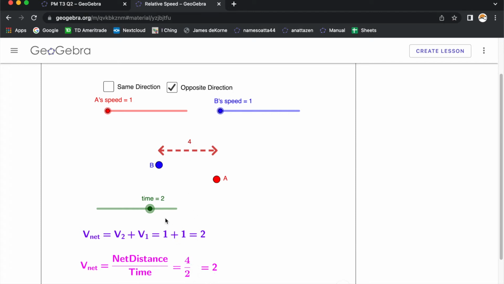4 divided by 2 is still 2. Finally, at time 3, the distance is now 6. Right, 6 divided by 3 is equal to 2.